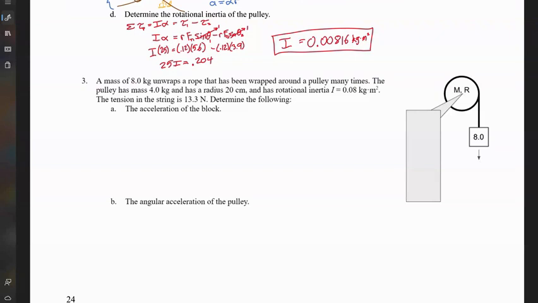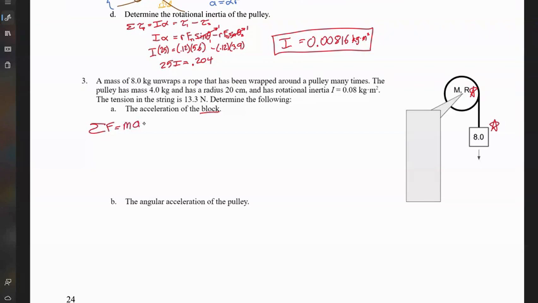If we're looking at the acceleration of the block, this is similar to what we had before. The block is one piece of this system, and the pulley is the other piece. Since one moves linearly and the other rotates, we can't treat them together, so we're going to take this one at a time. The sum of the forces on the block, because it's moving linearly, equals MA.